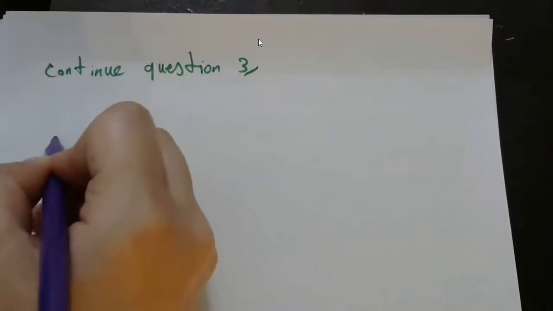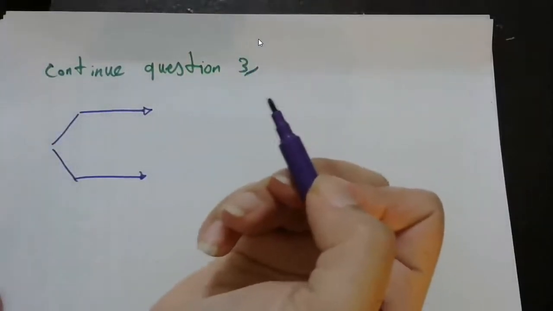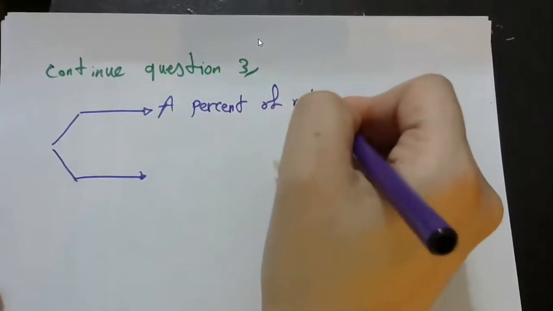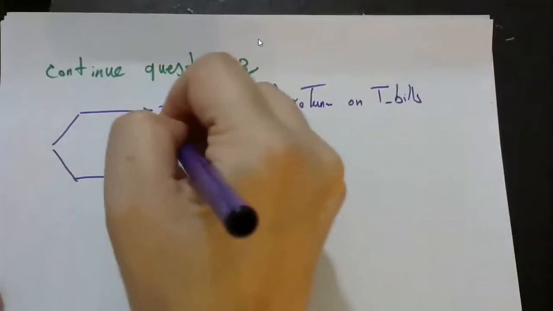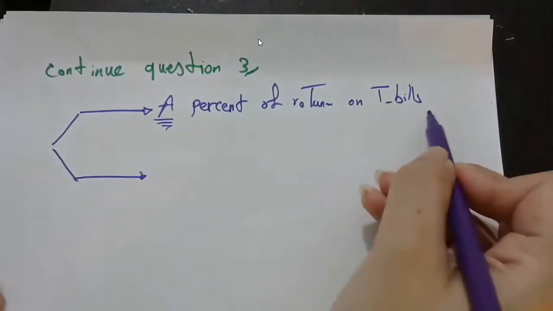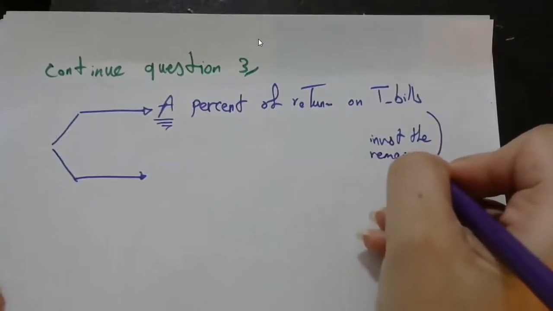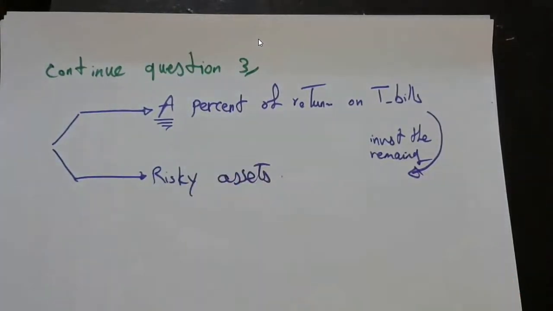So this group of people say, hey, I have one preference in my mind, that preference is telling me that I expect to get, for example, 8% return on T-bills. This 8% is what is in my mind. And as soon as I get this 8%, then I like to invest the remaining money in risky assets. So you can see that again, I am implementing the theories in this topic.